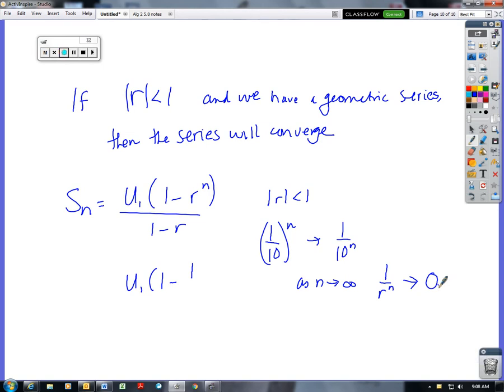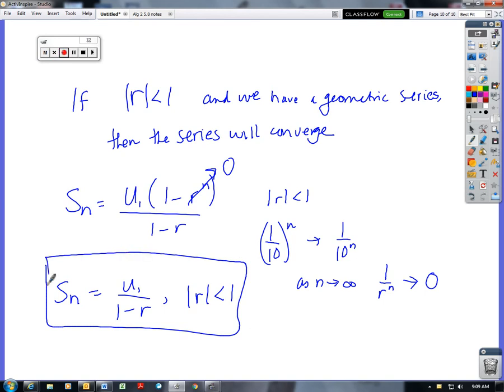So therefore, this will approach 0 if r is less than 1 and as n gets really large, so you're summing an infinite number of these terms, then you end up with u sub 1 times 1, which is just u sub 1 over 1 minus r. And that's the formula. So it's a very easy formula to use. That's if the absolute value of r is less than 1. So that's the second important formula in this section, and it is in the formula sheet.